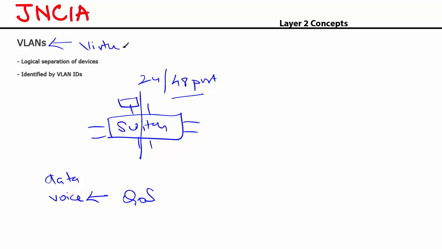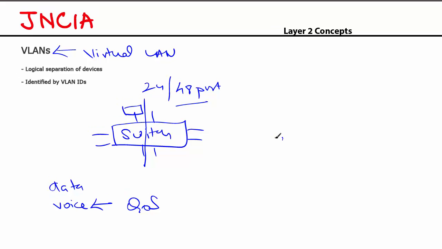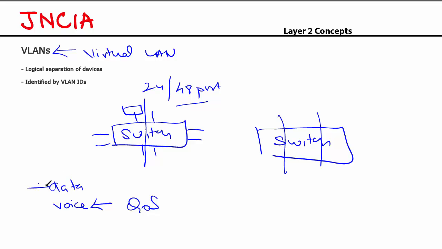VLANs stand for virtual LANs. A VLAN is a logical separation of a layer 2 segment or a switch. So you have the switch here. A VLAN will allow you to divide the switch into multiple parts. That's the power of a VLAN. Imagine how flexible this would make your network. So once you divide your network, you are then able to separate data traffic from voice traffic. So now you can apply quality of service.